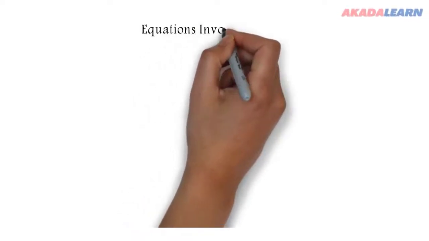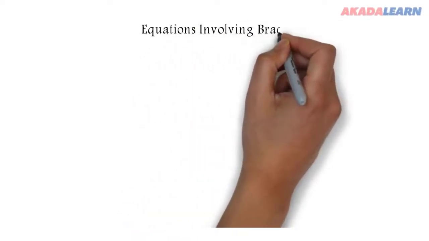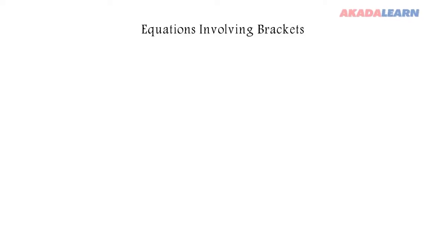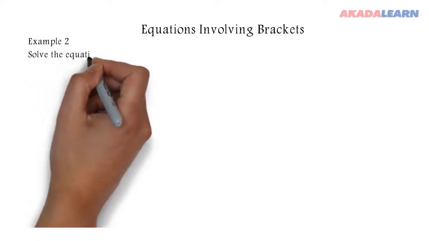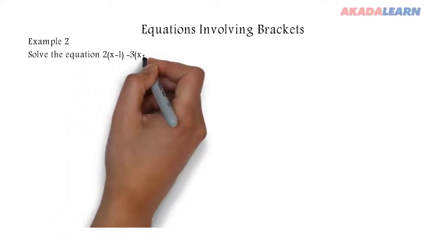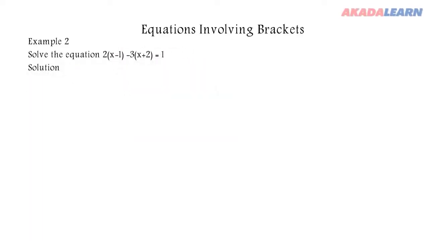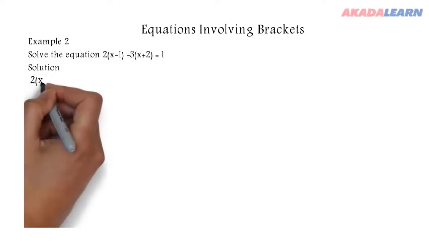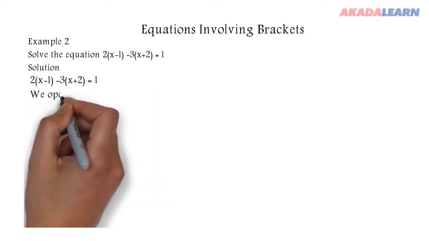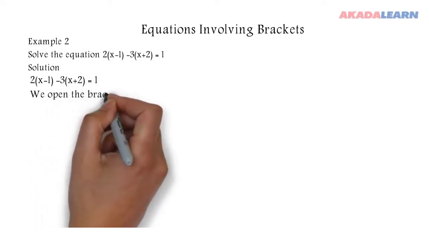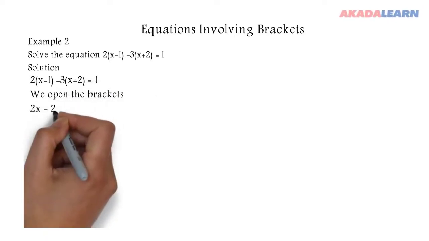Now let's see equations involving brackets. Second example, solve the equation. So we have the equation right there. Because of the bracket, the first thing we need to do is to open the bracket by using the number outside the bracket to multiply the numbers inside the bracket. So let's do that.